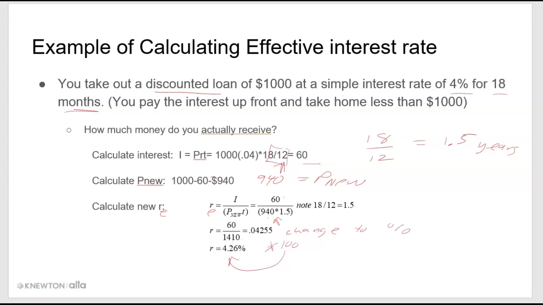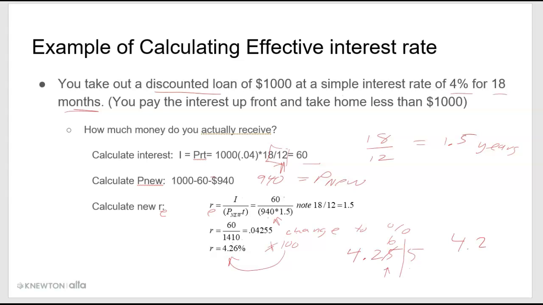So I rounded to the nearest hundredth of a percent, because the problem said I need to round to the nearest hundredth. Maybe it would have told me the nearest tenth, and I would have said 4.3. But if I'm rounding to the nearest hundredth, it's 4.26. So when I multiply by 100, what I get is 4.255. If I round to the nearest hundredth, I want to keep this place. I look to the right, that's a 5, so that goes up by 1, to 6.